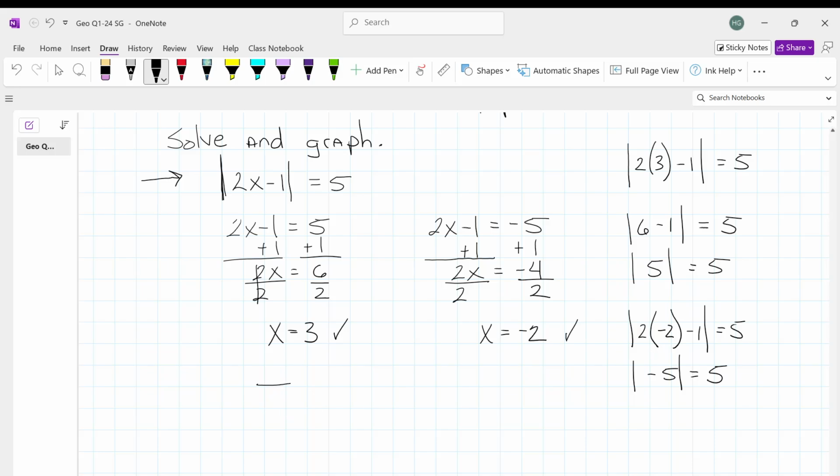And then just graph them. We're graphing negative 2, which is a closed circle on negative 2. And we're graphing positive 3, which is a closed circle on positive 3. All right, so we get the absolute value symbol by itself. Rewrite the equation twice. Solve both equations, and then graph your solution. Any questions there?